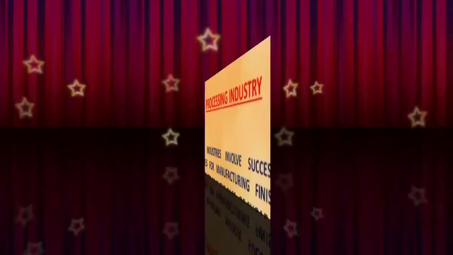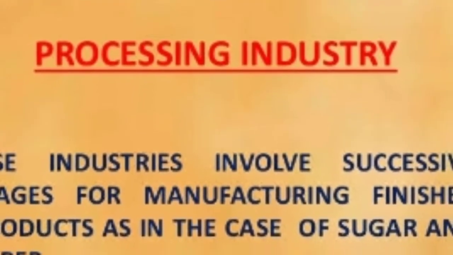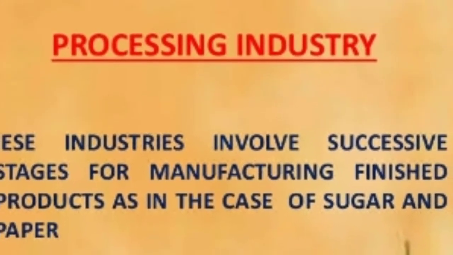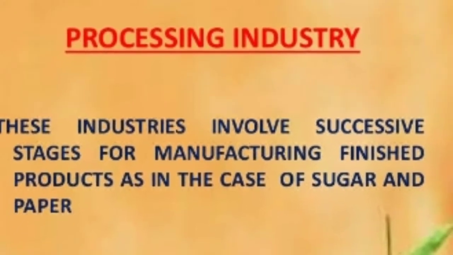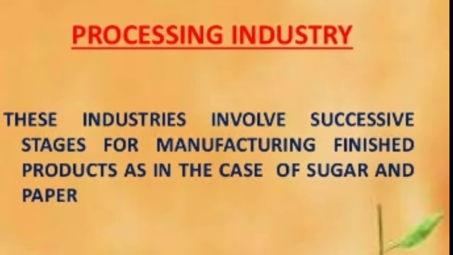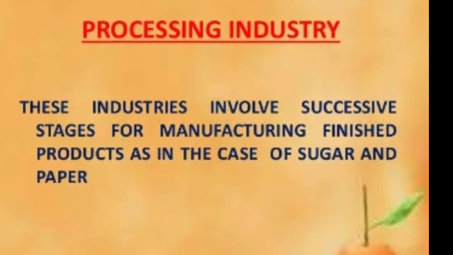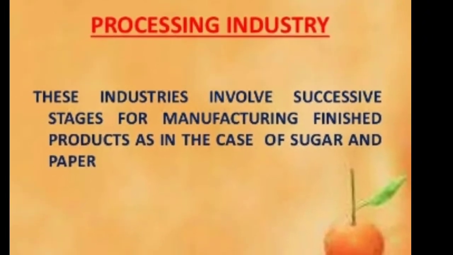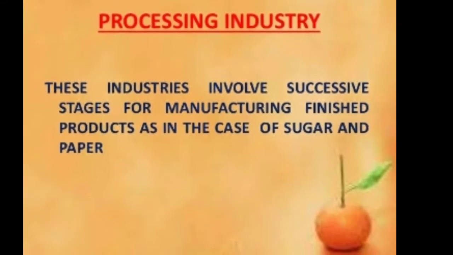Then processing industry. In processing industry, raw materials are processed to produce finished goods through a series of manufacturing operations. For example, manufacturing of textile products: raw cotton, ginning machine, cotton ginning, cotton spinning, cotton weaving, cloth making, then dyeing, coloring, designing, finally to market.